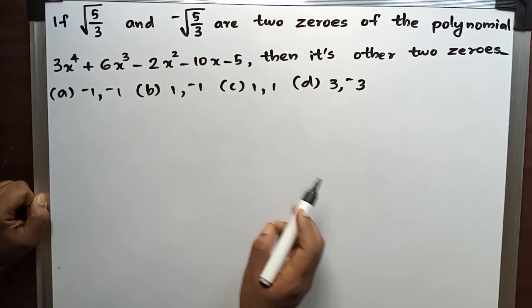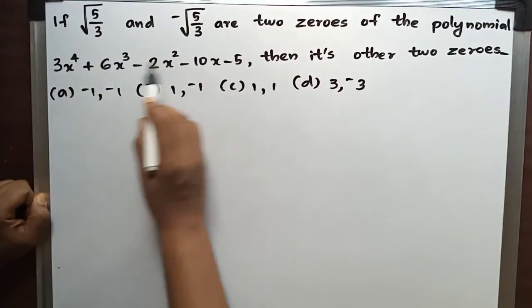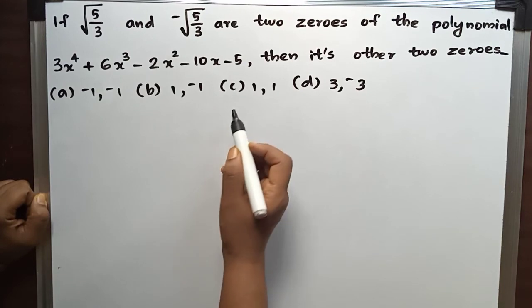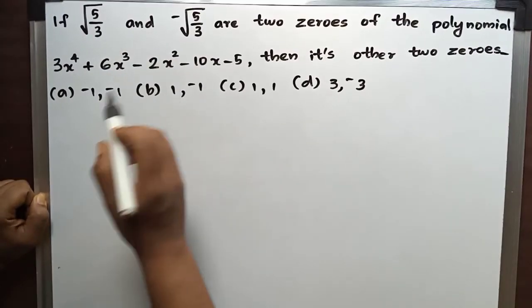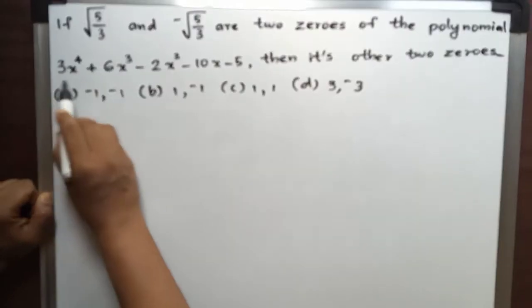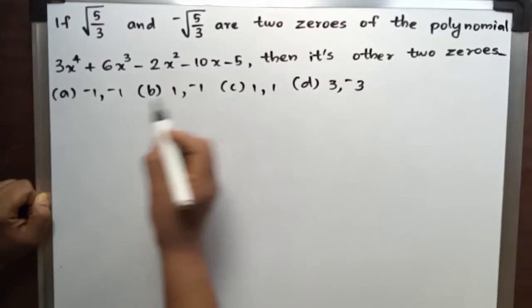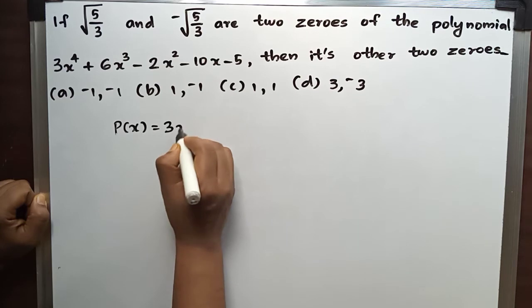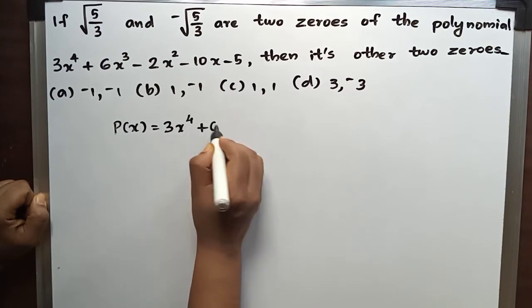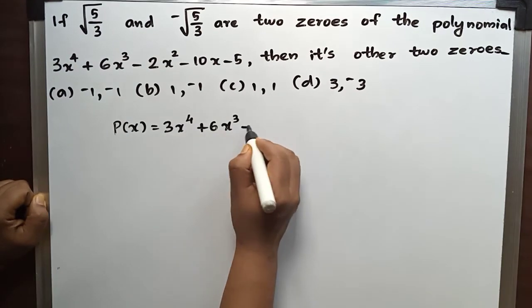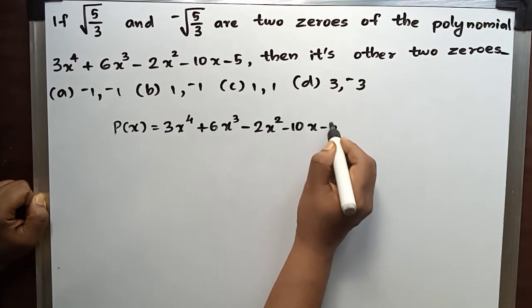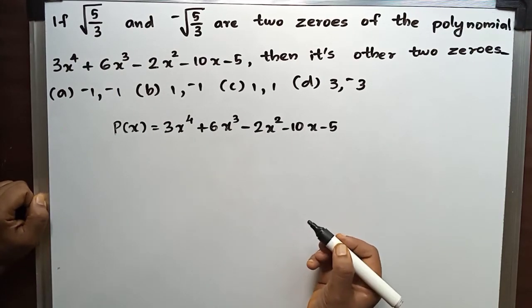See, we have studied some relationship between the zeros of the polynomial of quadratic equation, linear polynomial and cubic polynomial, but here it is a polynomial of degree 4. Then how will we find? The other two zeros are asked in the question. How will we find it? It is something difficult, right?